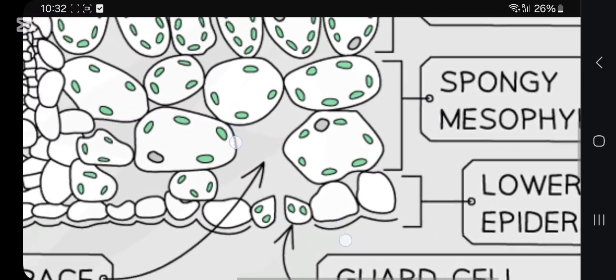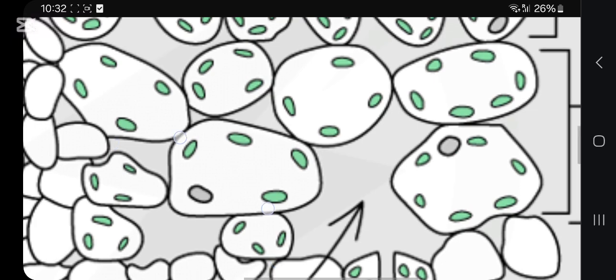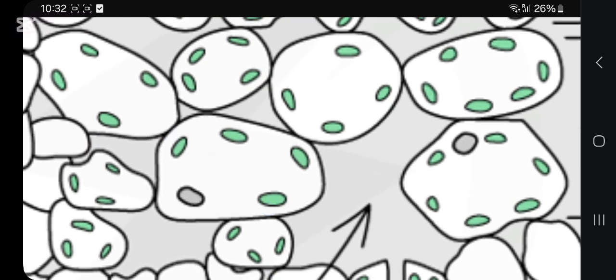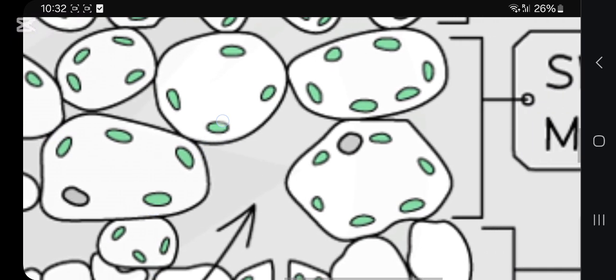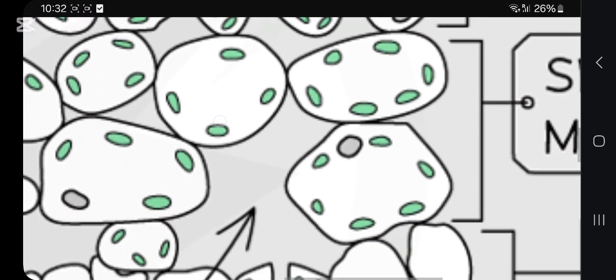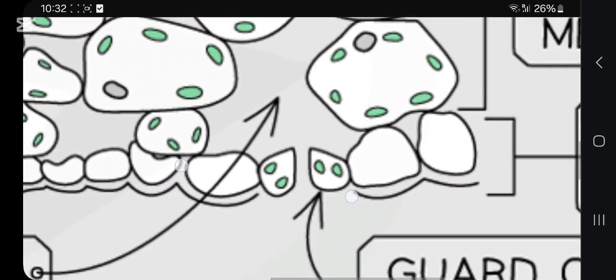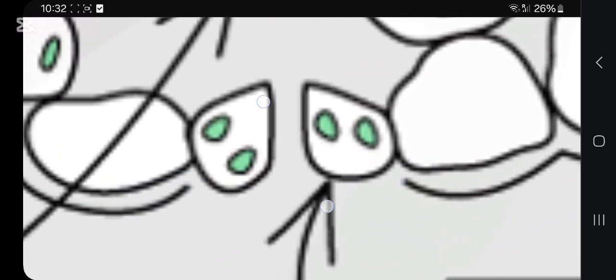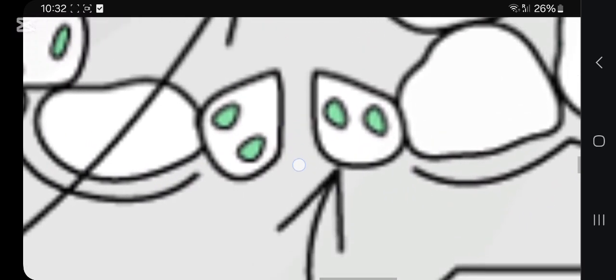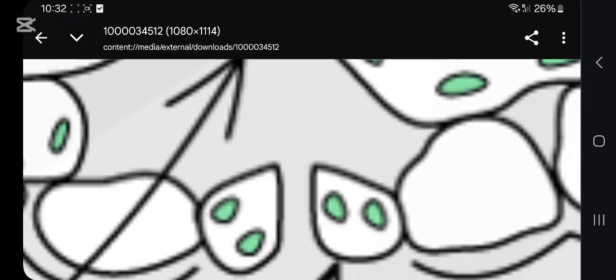Then talking about the spongy mesophyll cells, they have many air spaces between them, so that the gases can enter and leave, and it can allow them to reach through the palisade mesophyll cell. Okay, then the guard cells. The guard cells allow the stomata to open and close, and they allow gas to enter and go in and out, and that's their main function. They close when the stomata has to be closed, and they open when the stomata has to be opened.